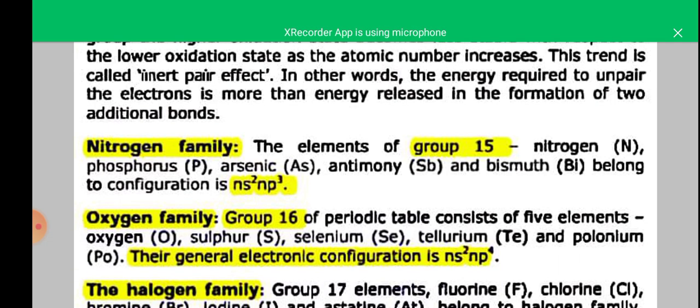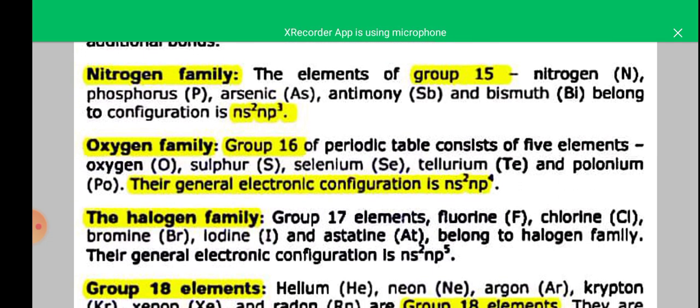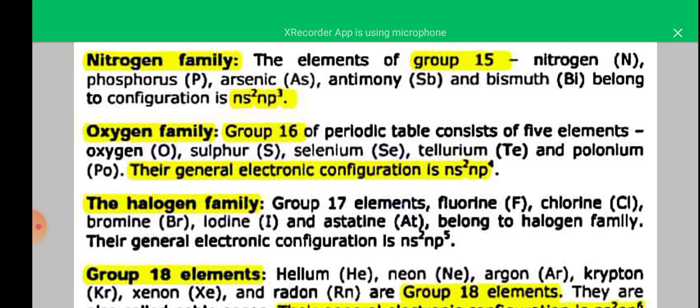Okay, and in p block elements, in class 11 you have already studied group 13 and group 14, and in class 12 you have to read about group 15, 16, 17 and 18. So nitrogen family is group 15. Group 15 is also known as nitrogen family, and the members of nitrogen family are nitrogen, phosphorus, arsenic, antimony, bismuth, and their electronic configuration is ns2 np3.